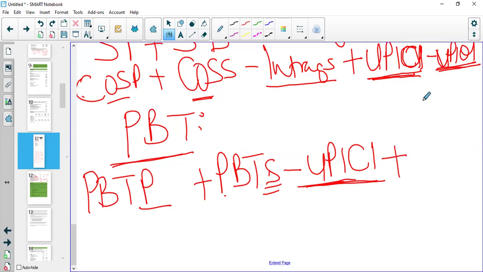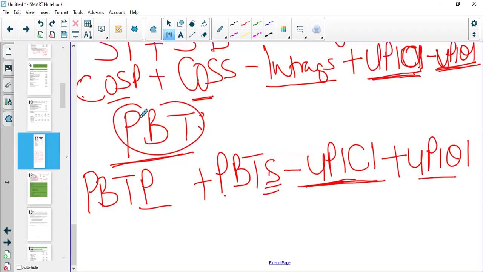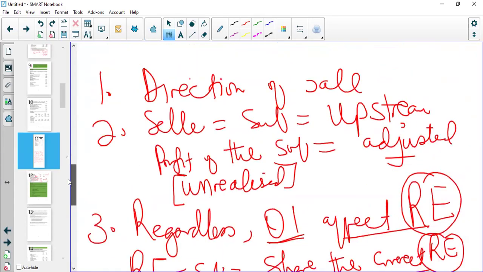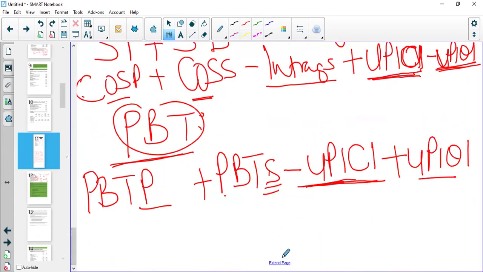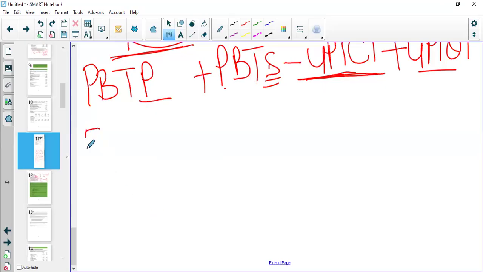Then for the unrealized profit in opening inventory, we go directly and add to the profit before tax instead of going through cost of sales and reducing cost of sales, because we are not doing a full income statement, right? So I said I need you to know that, right? Then fifth, I need you to know the journal entries, right?